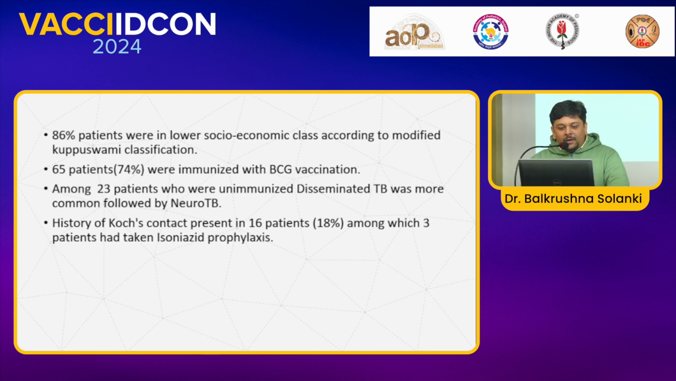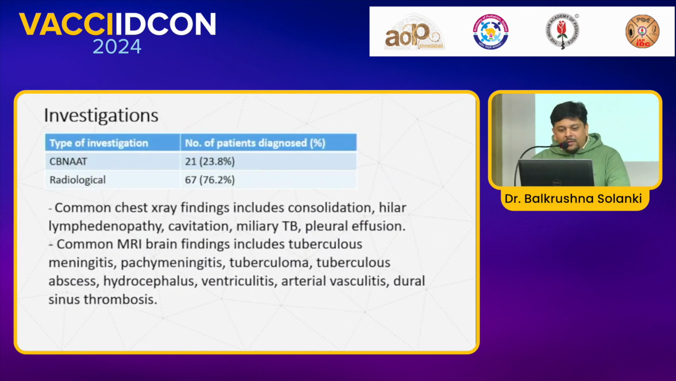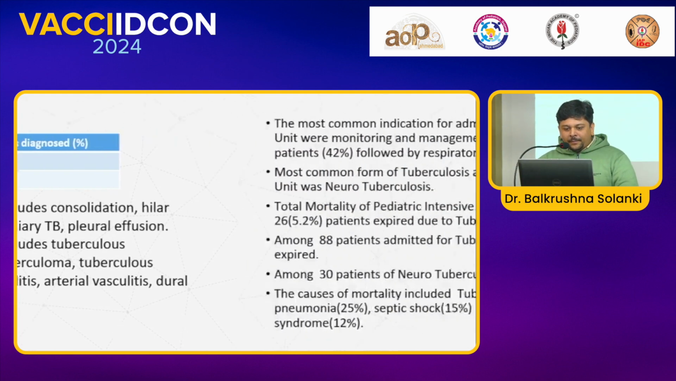65 patients were immunized and 23 patients were unimmunized, in which disseminated TB was more common, followed by neuro TB. History of TB contact present in 16 patients, among which 3 patients had taken isoniazid prophylaxis. Investigation: 21 patients were investigated and diagnosed by CBNAAT, and 67 patients diagnosed radiologically.